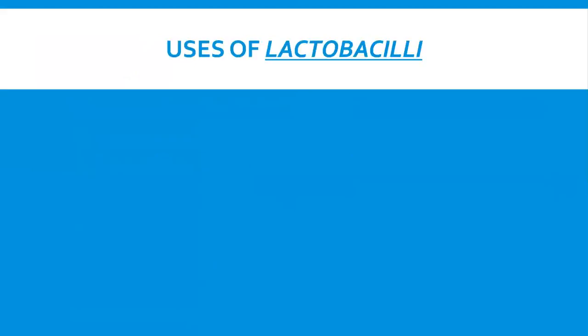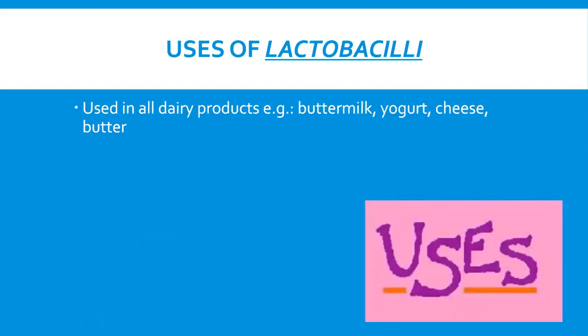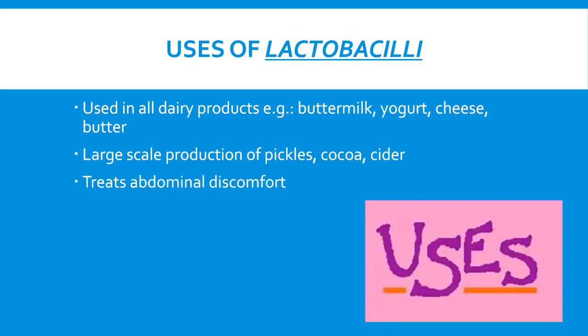Then we have uses of lactobacilli. What are the uses of lactobacilli? They're used in all dairy products like buttermilk, yogurt, cheese, butter, etc. Large scale production of pickles, coca, cider is also made by one of the lactobacilli. They also treat abdominal discomfort. You see those Yakult bottles, and you eat dahi when you are sick, when you have abdominal discomfort. So that's the use of lactobacilli bacteria.